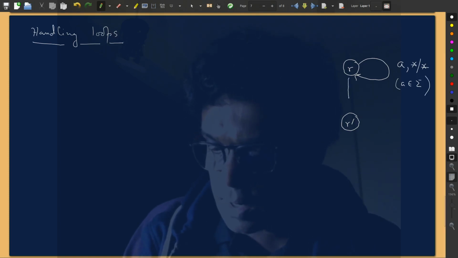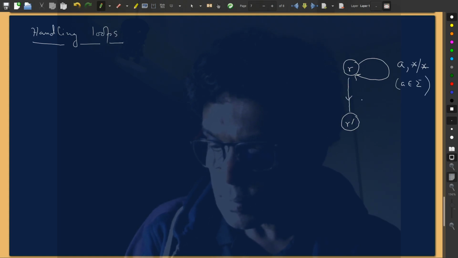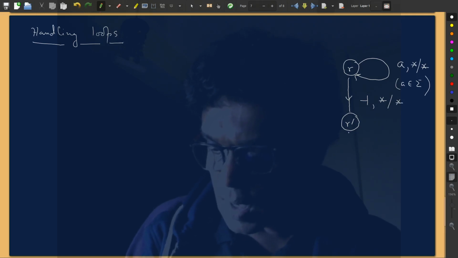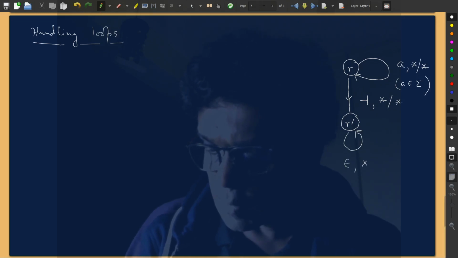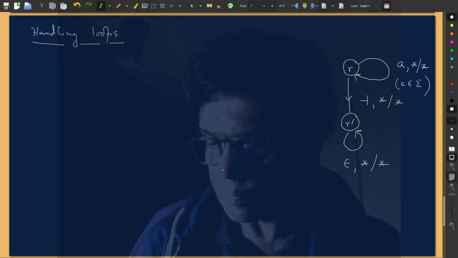And then, if it reaches the explicit end of input, if this is read, then don't disturb the stack. Just go to R prime. And here you just make a loop of that form: epsilon, read nothing, whatever is there on the top of the stack, just keep it as it is.